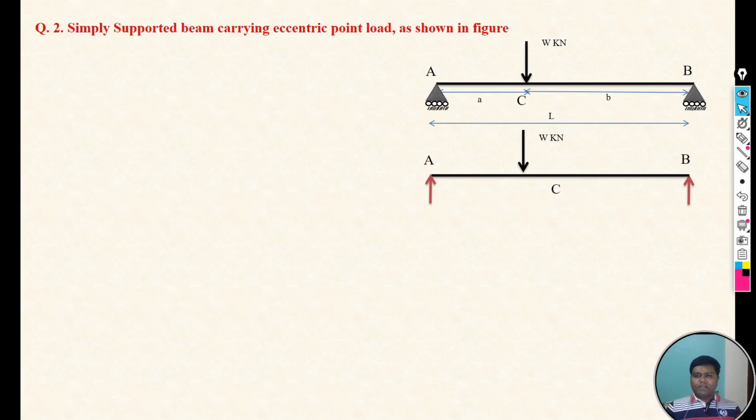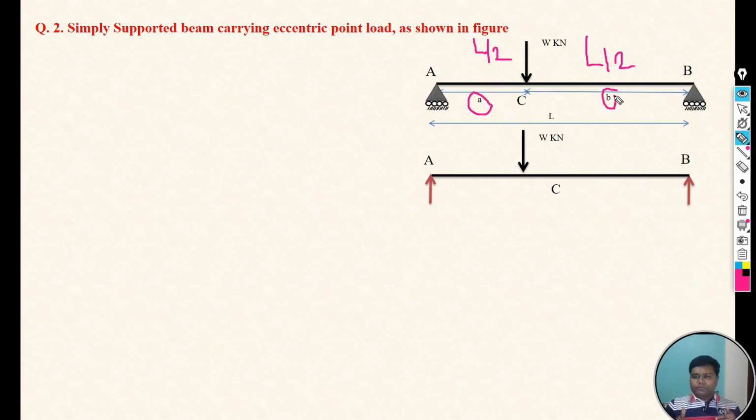Why are we considering this point load as an eccentric point load? Because in the previous numerical, we considered the same distance of the point load from A point and B point, that was L by 2 and L by 2. But now the distance of the point load is different from A point and B point. From A point we are considering small a as the distance, and from the B support we are considering small b as the distance of the point load.